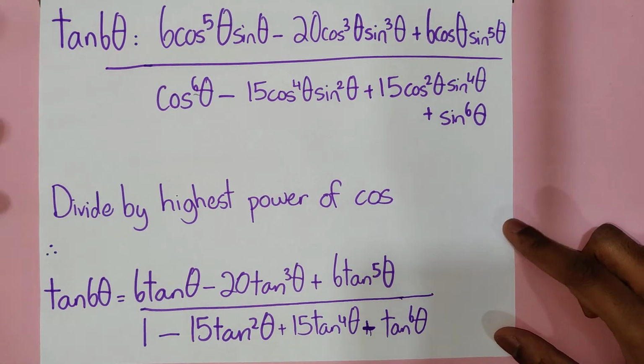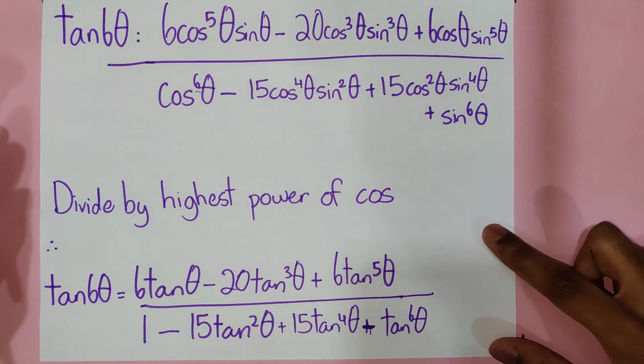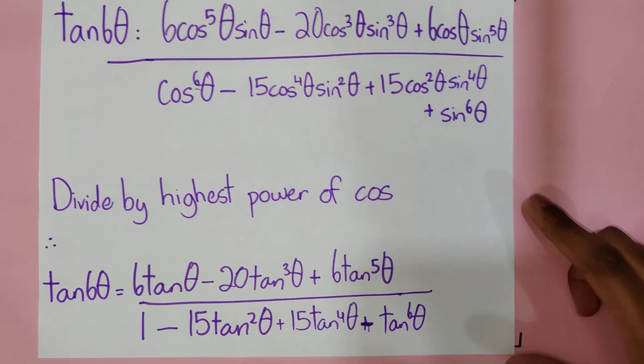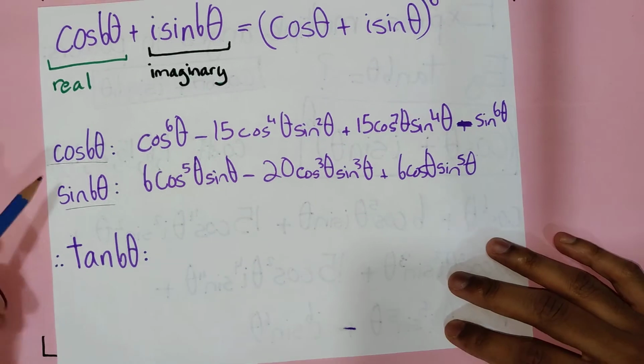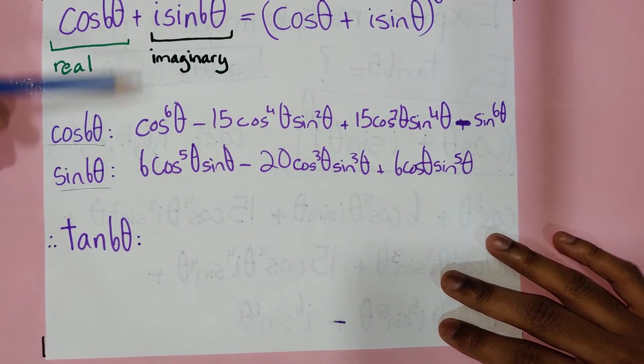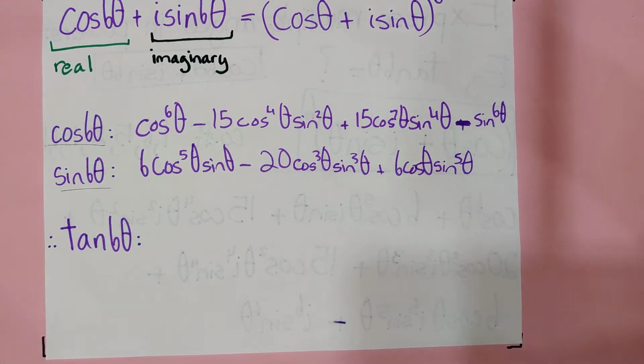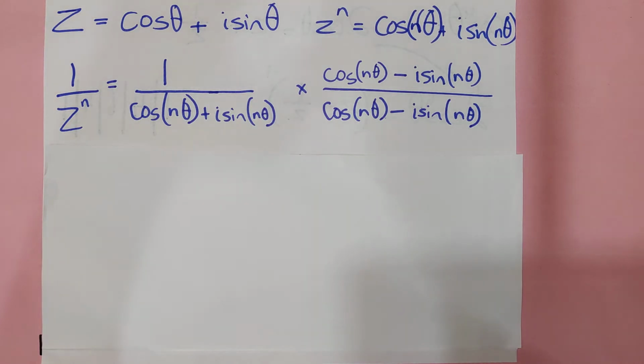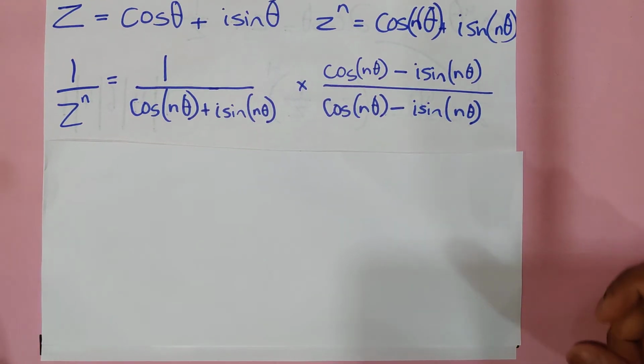So if they had just asked for cosine of 6 theta or sine of 6 theta, you could have stopped here and just isolated these to get your answer. So now we can also use De Moivre's theorem to do the reverse process. We can go from a power of a trig to a multiple angle of a trig. And to do that, we need to introduce another tool, a sort of made-up theorem.